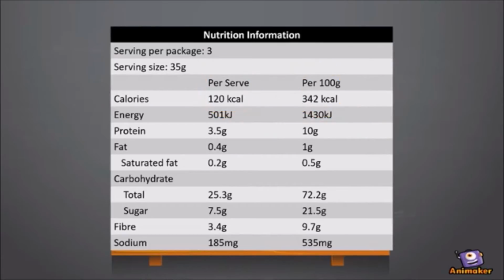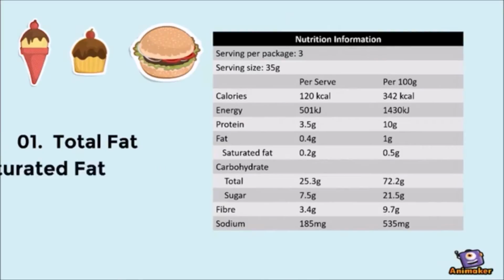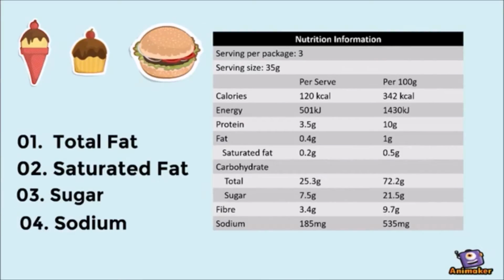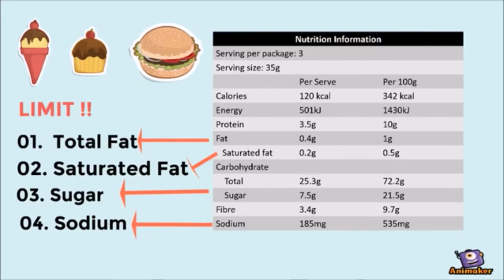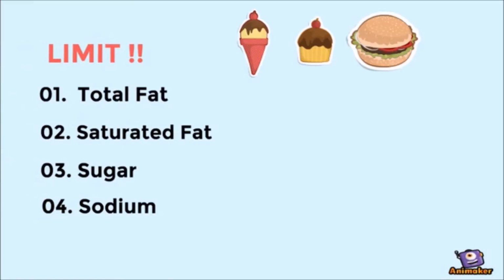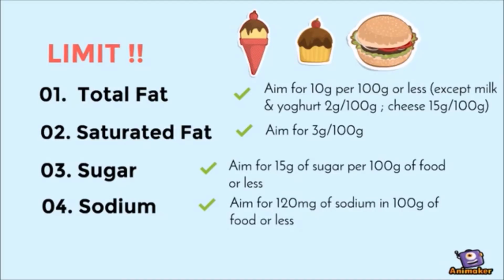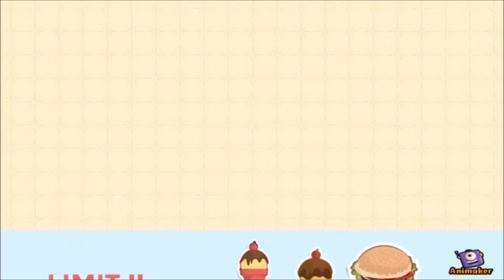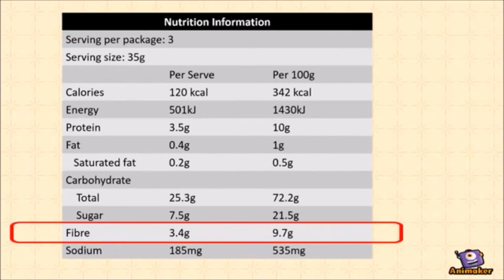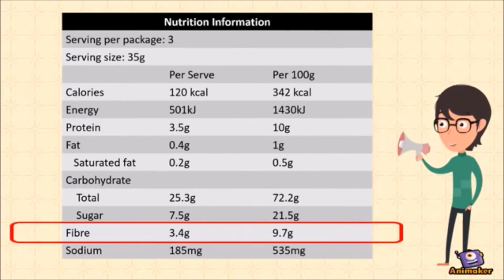Always pay attention to these nutrients. These are the nutrients that you should limit: total fat, saturated fat, sugar, and sodium. If you want to check if the value is optimal, please refer to this. However, dietary fiber is something you need more. Always opt for products which have higher fiber as a healthy choice.